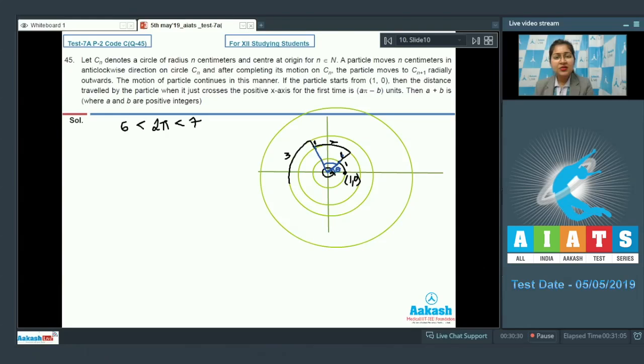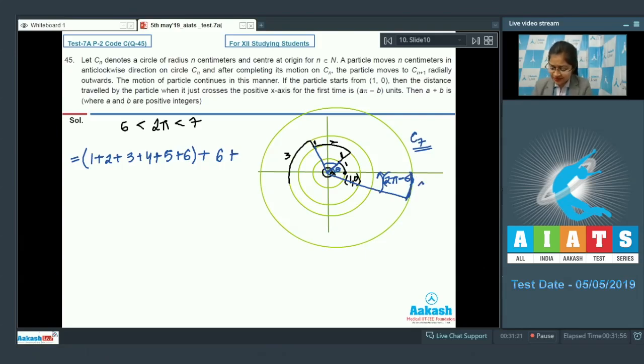So the angle that has been covered is again 1 radian. So after 6 circles, when it goes to the 7th circle, it has already covered 6 radians. Now it has to cover an angle of 2 pi minus 6 when it is on the 7th circle. So the distance that has been covered by it is 1 plus 2 plus 3 plus 4 plus 5 plus 6, plus the radial distance, that is 1 into 6, that is 6, plus the distance, this one.